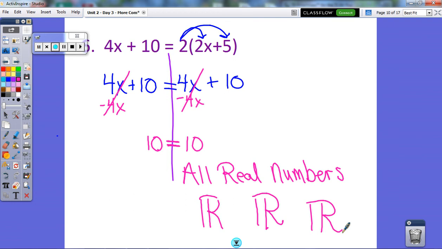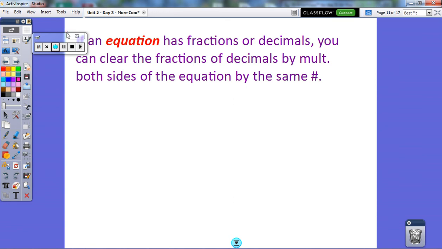Okay, so you've seen the 2 freaky case scenarios. Now, there is one other thing that I want to show you that will help. You don't have to do it. But sometimes there's going to be questions with a lot of fractions and a lot of decimals. And I've got a shortcut for us. So go ahead and get this copied down. It says if an equation has fractions or decimals, you can clear the fractions or decimals by multiplying both sides of the equation by the same number.